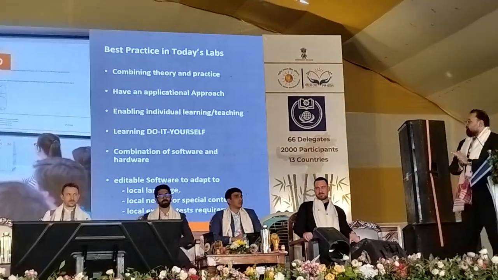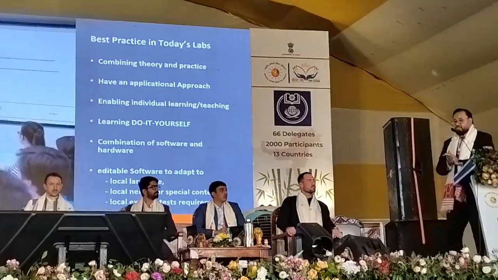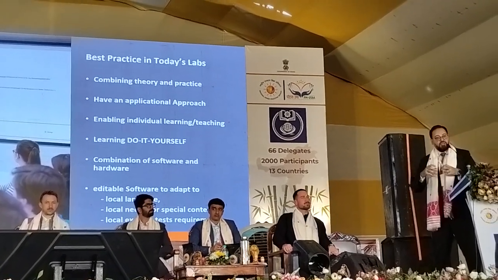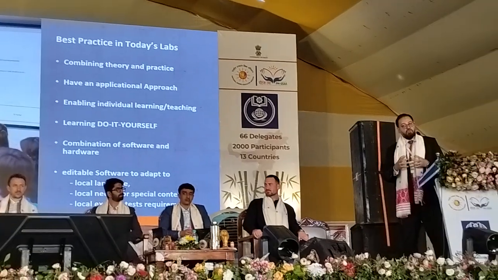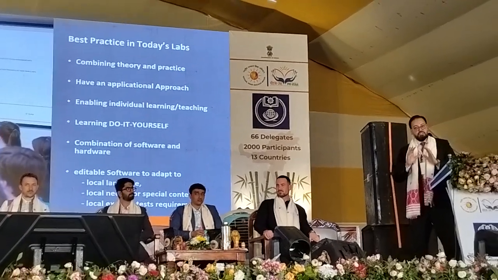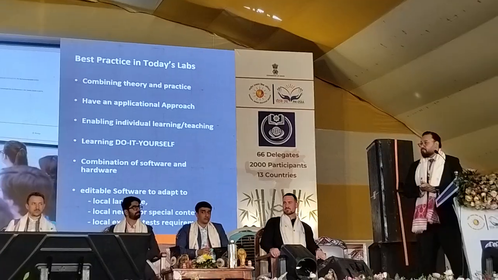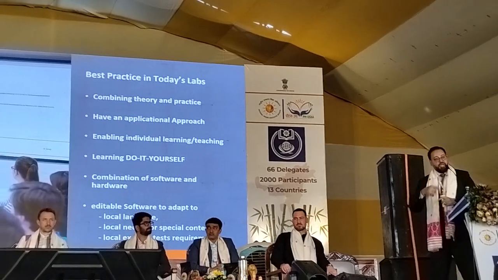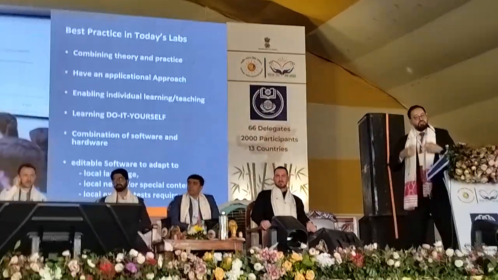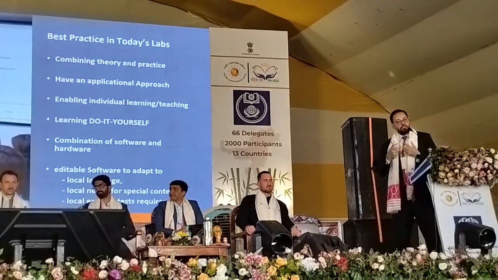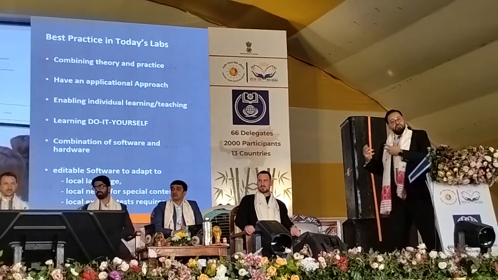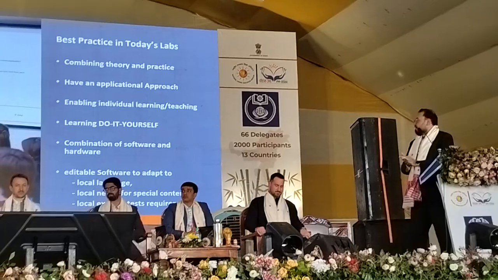Design environments which combine theory and practice with an application approach. So learn by doing. That is very important. You have to practice, get your hands dirty, work with them. Not just observe, but get into it. And enable individual learning, because you need to constantly upgrade your skills. So you should be able to work individually, not always supervised by someone.